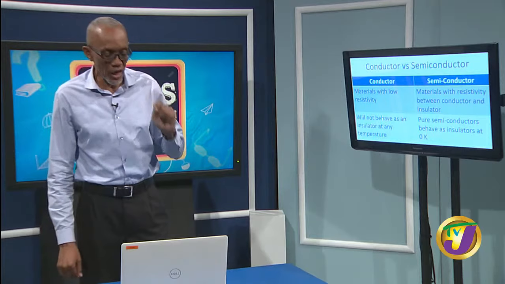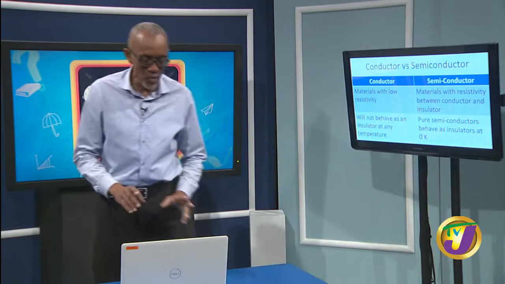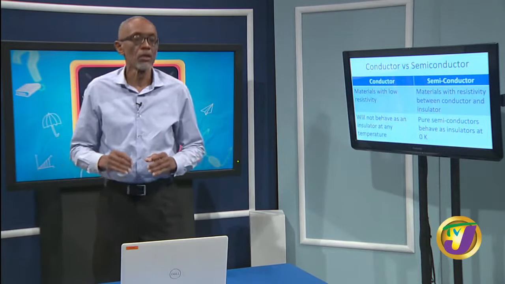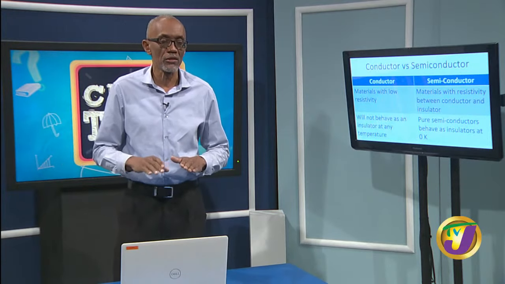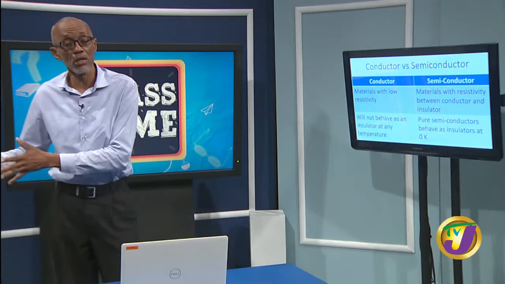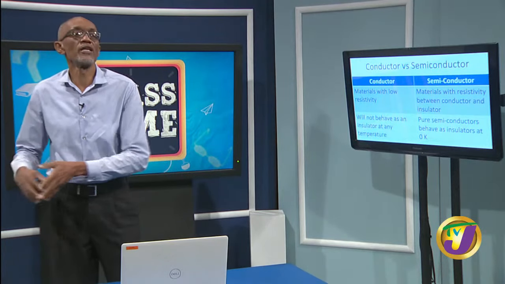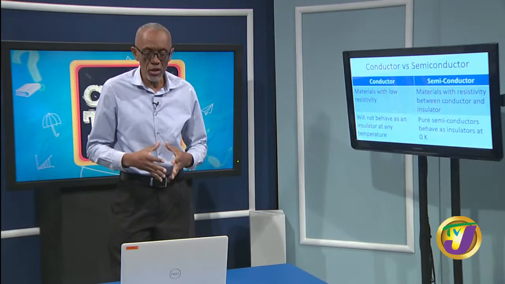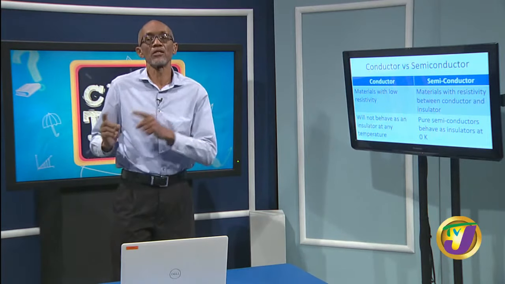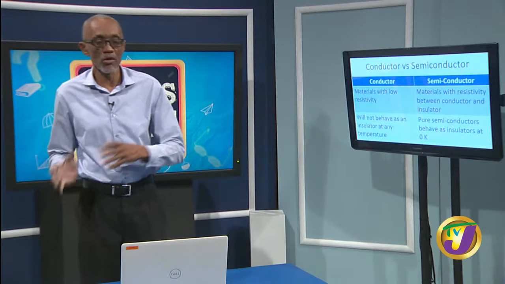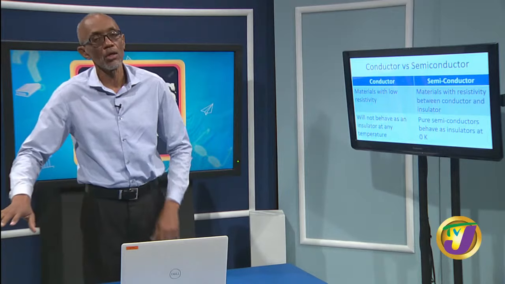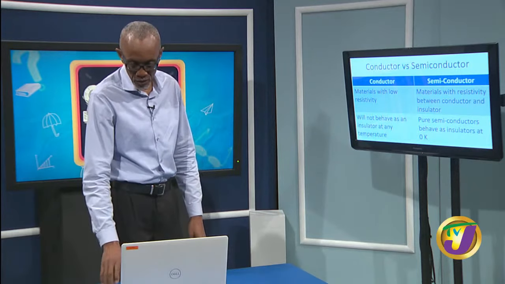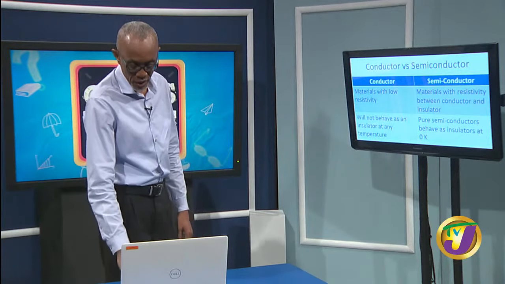Conductors will not behave as an insulator at any temperature. No matter what temperature you put a conductor at, it does not change its conducting properties. What happens is when you carry a conductor to near absolute zero, it becomes a superconductor and has zero resistance, right? Pure semiconductors behave as insulators at absolute zero of temperature. So the reverse happens. If you carry a semiconductor to a temperature near absolute zero, it will behave as an insulator. So this is a critical difference between conductors and semiconductors.